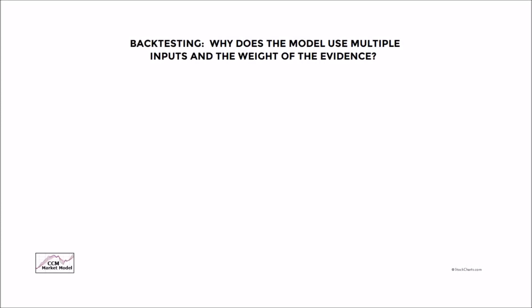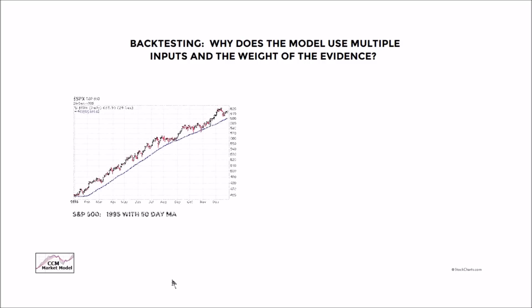A fair question might be, why do you use so many inputs and a weight of the evidence approach? We've done a ton of back testing. We've tested all inputs in isolation, and we know sometimes the 78-day moving average might look good in some scenarios, and in the exact same scenarios, the 79-day moving average might produce terrible returns. Let's look at an anecdotal example, an admittedly oversimplified example.